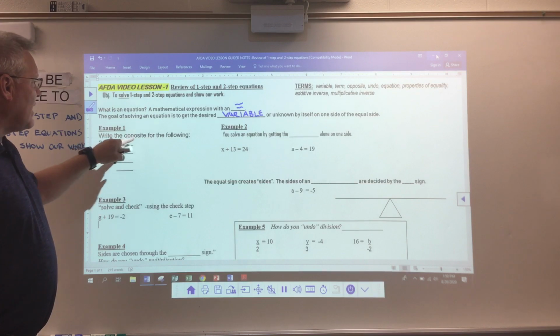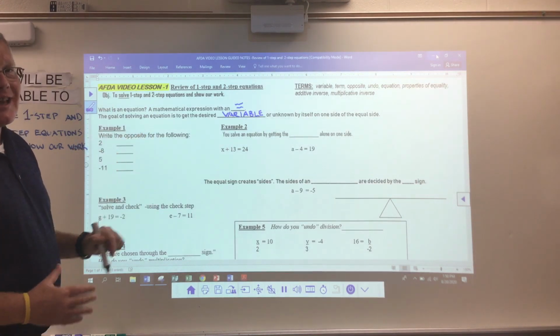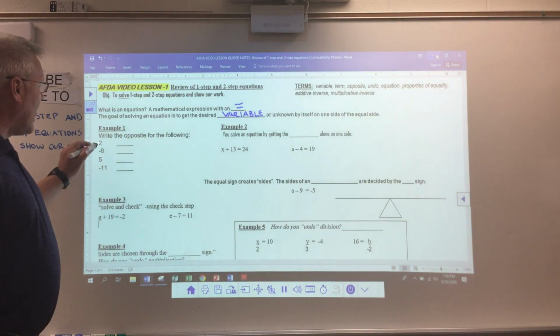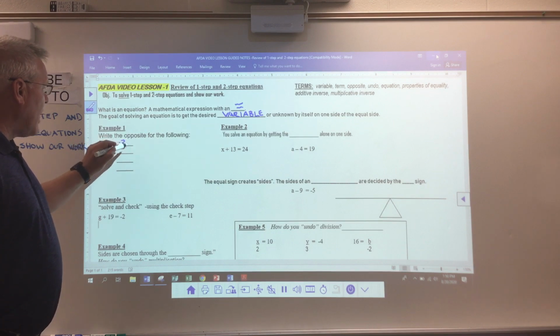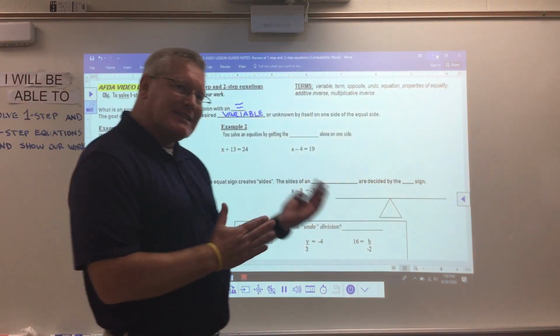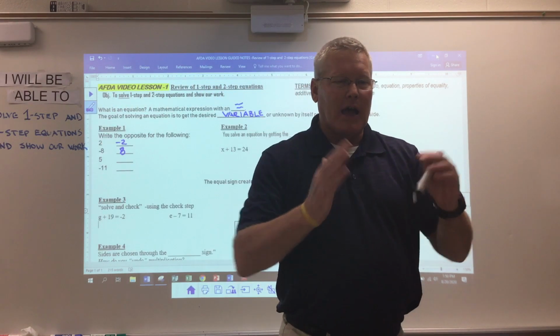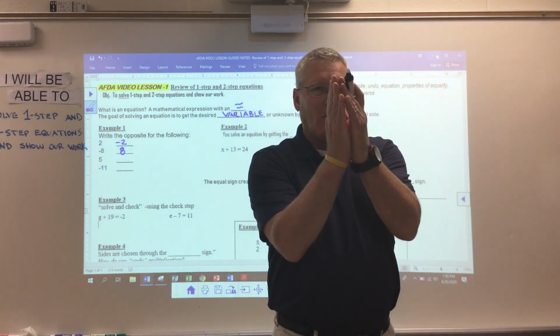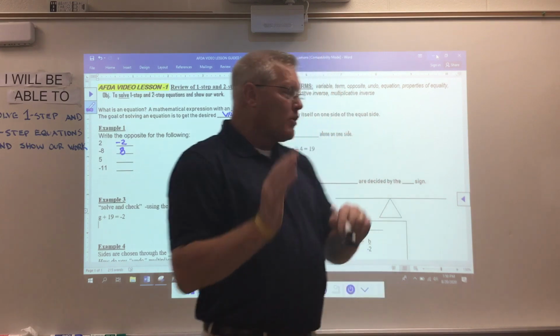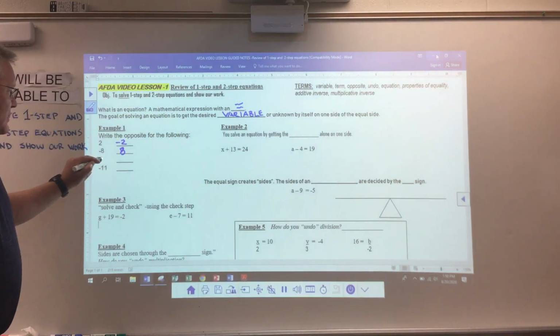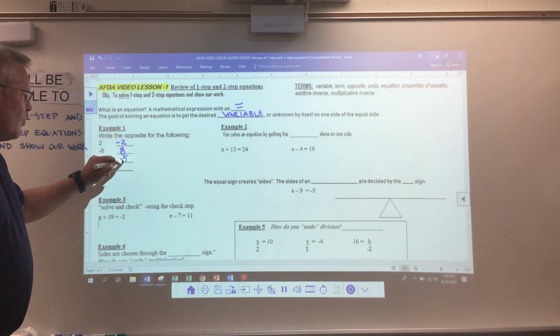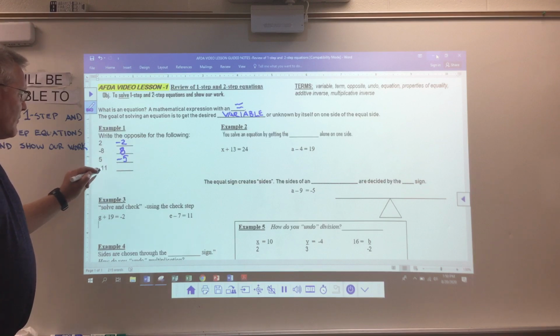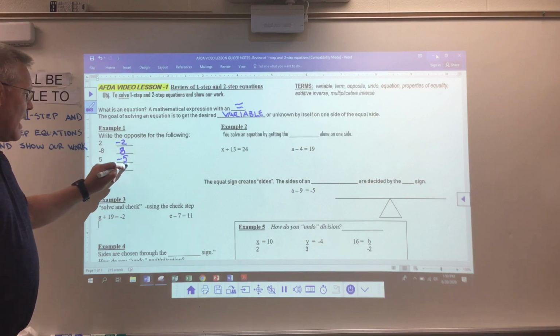It says write the opposite for the following here under example 1. So if you were going to write the opposite of 2, you would put down a -2. The opposite of -8 is +8. You can think about opposites being the same distance from 0 on a number line. So if you had a number line in my hands here, and 0 is right here in the middle, and you folded it, the opposites would be right across from each other. So the opposite of 5 would be -5, and the opposite of -11 would be +11.